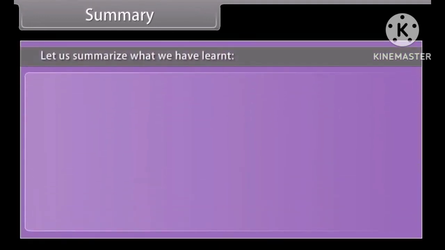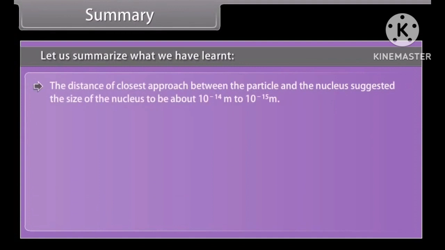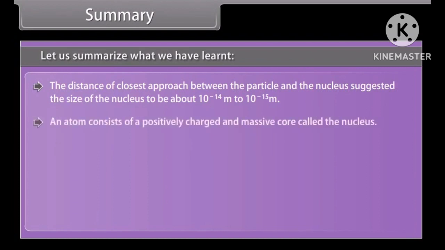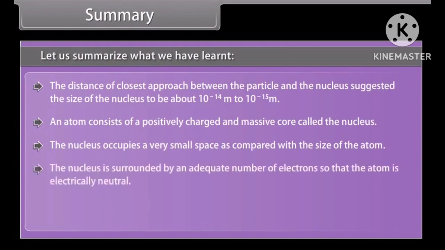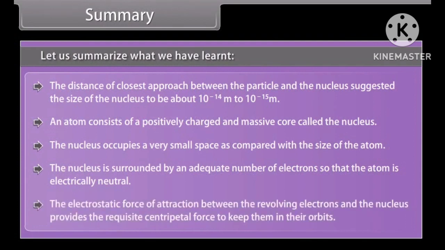Summary. Let us summarize what we have learned. The distance of closest approach between the alpha particle and the nucleus suggested the size of the nucleus to be about 10^-14 meter to 10^-15 meter. An atom consists of a positively charged and massive core called the nucleus. The nucleus occupies a very small space as compared with the size of the atom. The nucleus is surrounded by an adequate number of electrons so that the atom is electrically neutral. The electrostatic force of attraction between the revolving electrons and the nucleus provides the requisite centripetal force to keep them in their orbits.